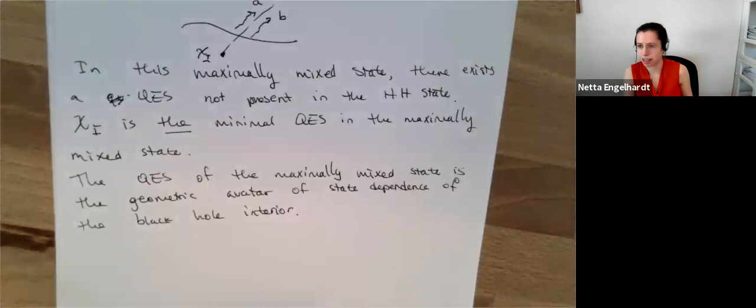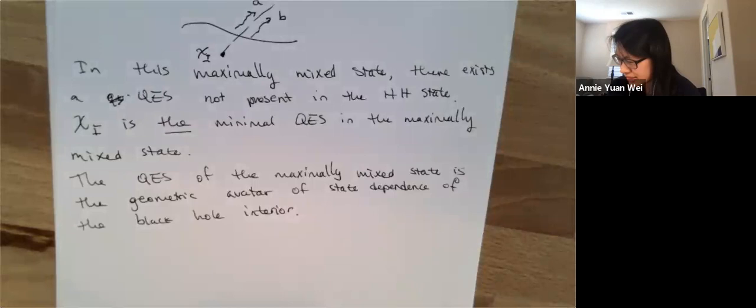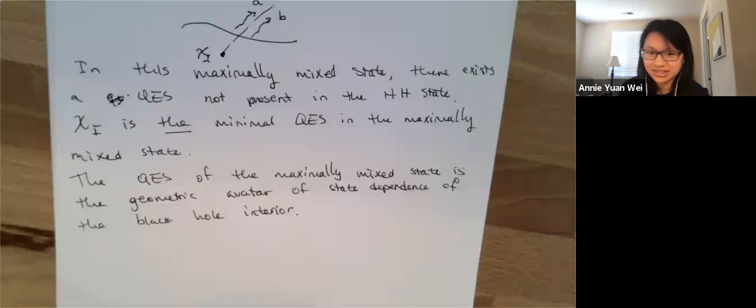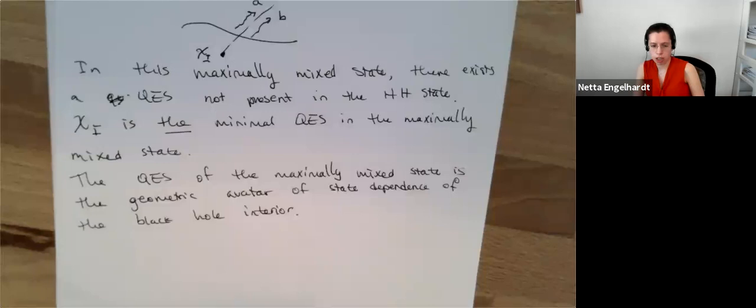So I also have a question. It sounds like smooth horizon does not imply local modular Hamiltonian then, because otherwise they would all have the same chi I. But I guess the intuition was that if it's a smooth horizon, it looks Rindler, and then that does have a local modular Hamiltonian. So you have to be careful whether you're talking locally or not.